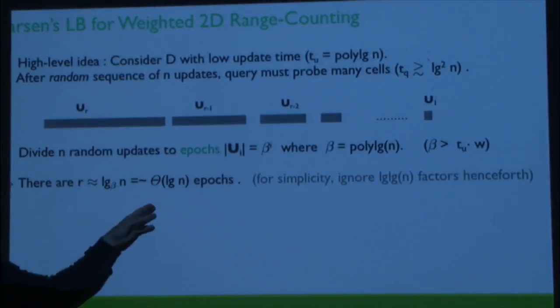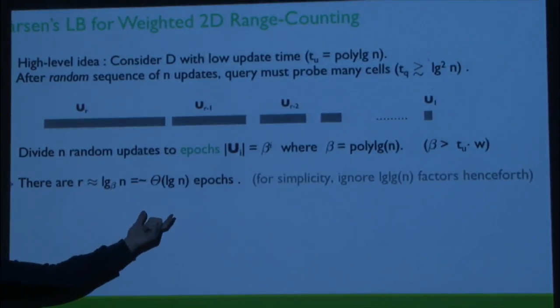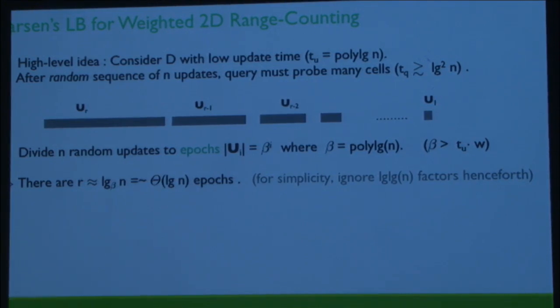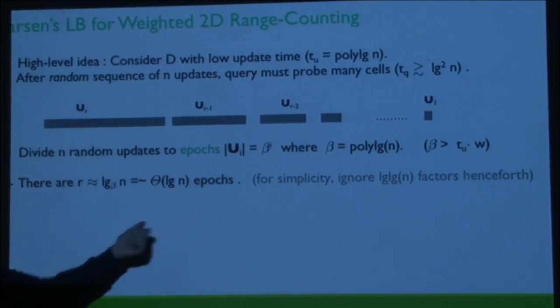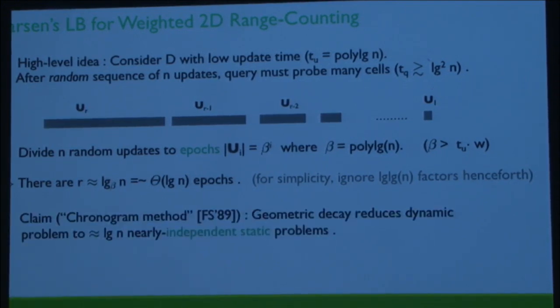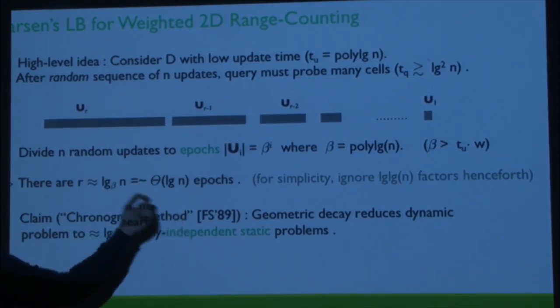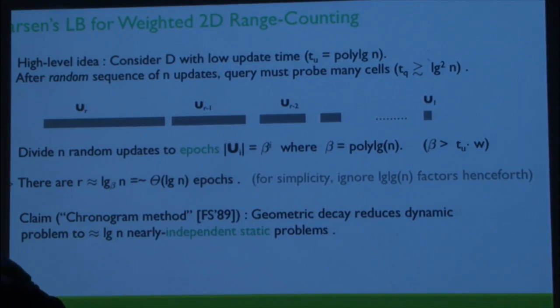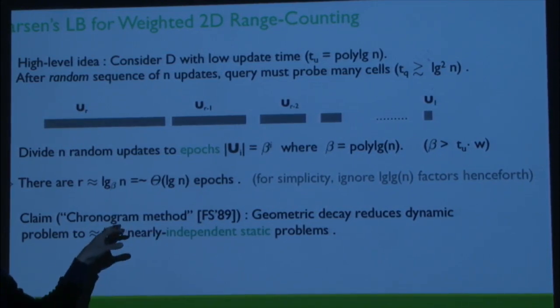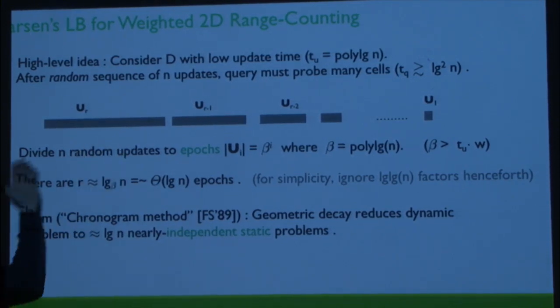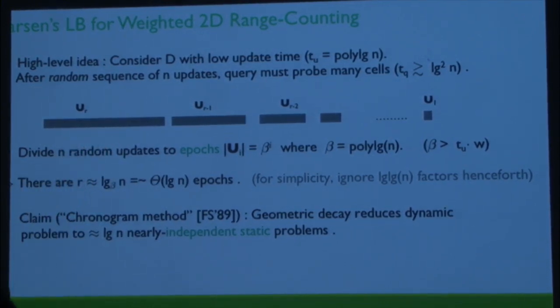All right. So if you ignore log n factors, the number of epochs is roughly log n. And you might ask yourself, what's the rationale behind it? What did we gain by this geometric decay? What Fredman and Saks proved, and this was a simple but very novel idea, is that this geometric decay essentially reduces a dynamic problem on n updates to roughly log n, the number of epochs, independent static problems. In what sense? First of all, we can indeed bundle up all the operations in each epoch and give you them at once.